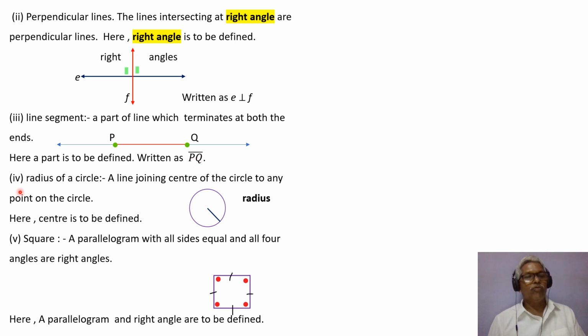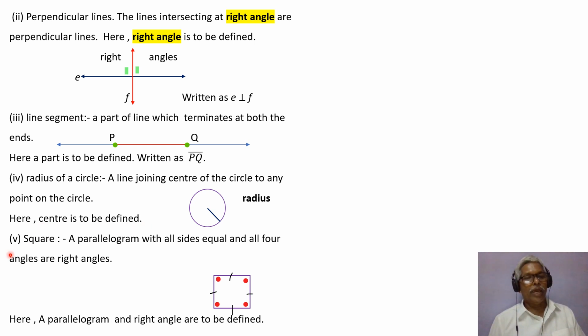Okay, fourth one, radius of a circle: a line joining the center of a circle to any point on the circle. That is the radius of a circle. This is the circle, and this is a line joining, the radius. Now here, what is to be defined? Center is to be defined. So for defining radius, you have to define center first.